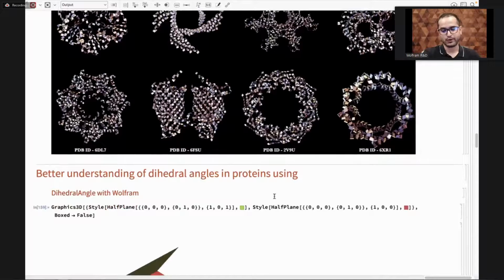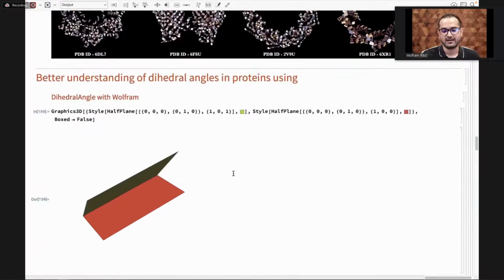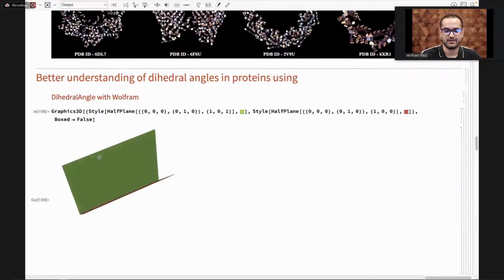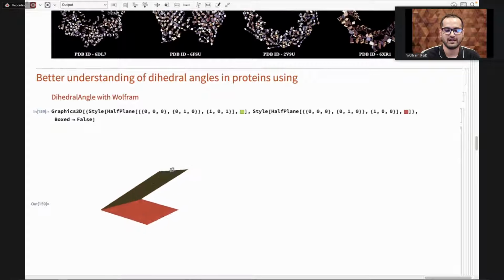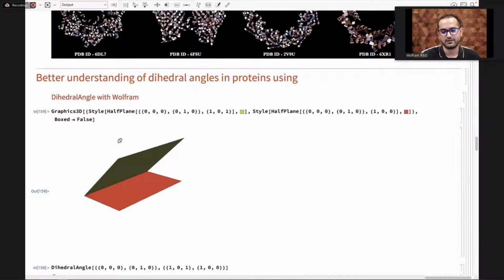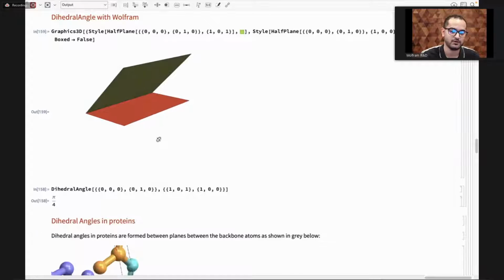So another very important aspect of proteins has to do with dihedral angles. So what is the dihedral angle? The usual notion of angle we are familiar with is between two lines, but a dihedral angle is the angle between two planes. As you can see here, you can create a visualization of a dihedral angle using the Wolfram language, using this command. And you can also get the value of the dihedral angle between the two planes using this command, which is basically 45 degrees, as we can guess from here.